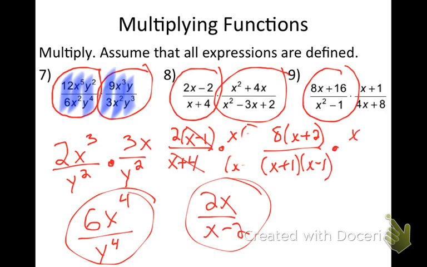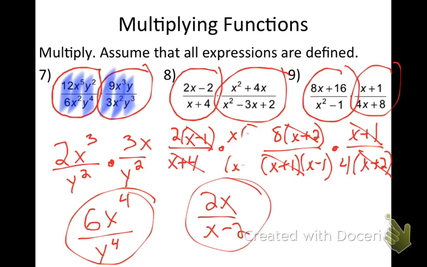Times x plus 1 is the same. What comes out of the denominator in the second fraction? A 4. So I have 4 parentheses x plus 2. Now I look to cancel. What can I cancel out? x plus 2 and x plus 1.